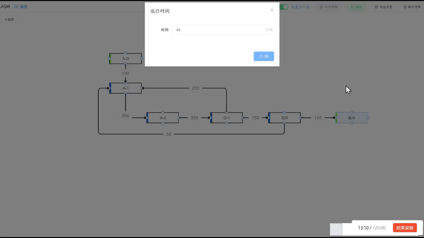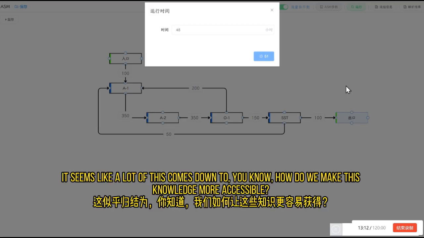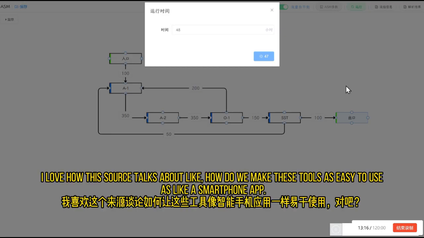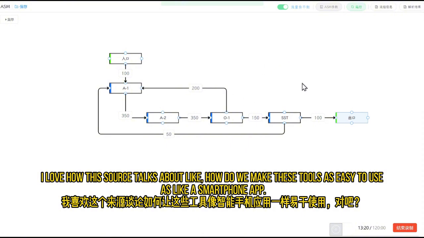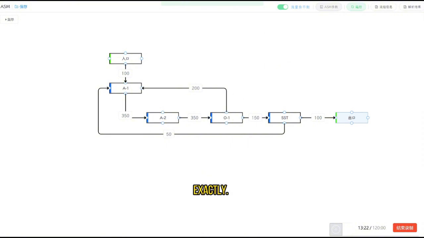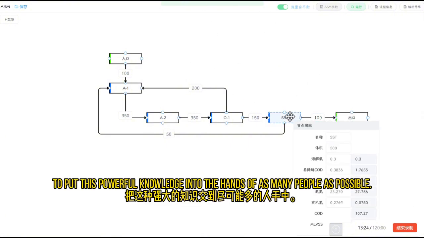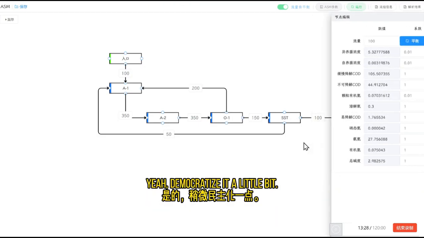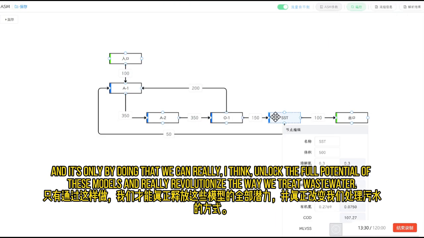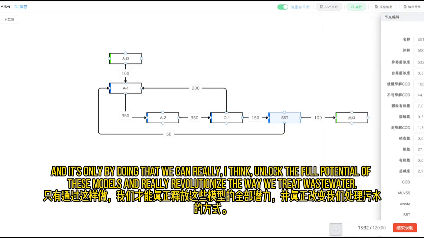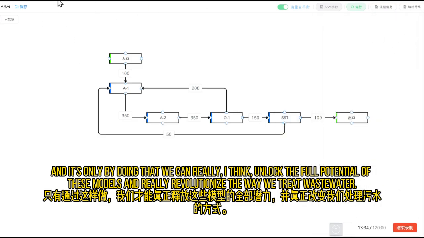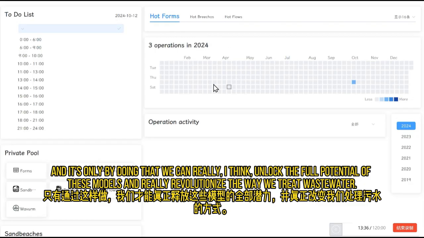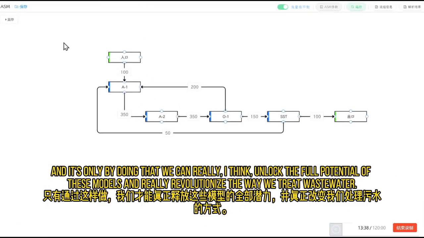It seems like a lot of this comes down to how we make this knowledge more accessible. I love how this source talks about making these tools as easy to use as a smartphone app. That's the ultimate goal, to put this powerful knowledge into the hands of as many people as possible. Democratize it a little bit. Exactly. Only by doing that can we unlock the full potential of these models and revolutionize the way we treat wastewater.